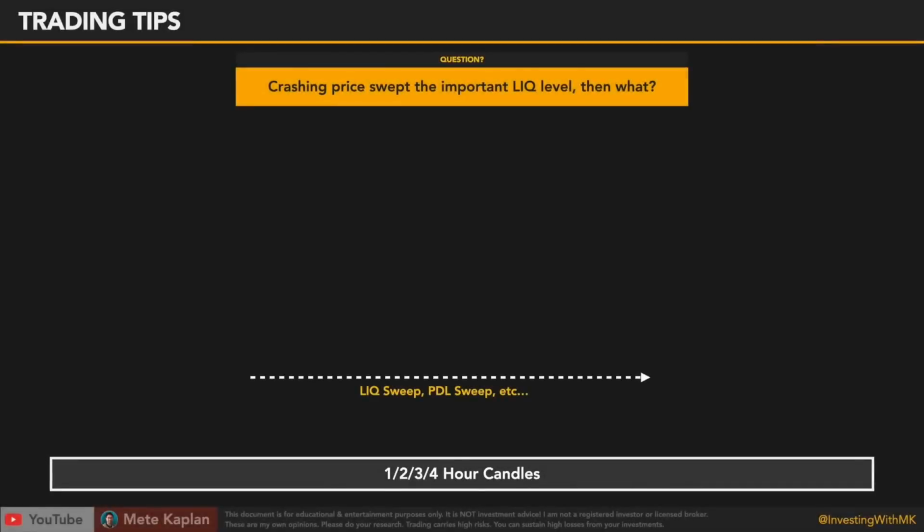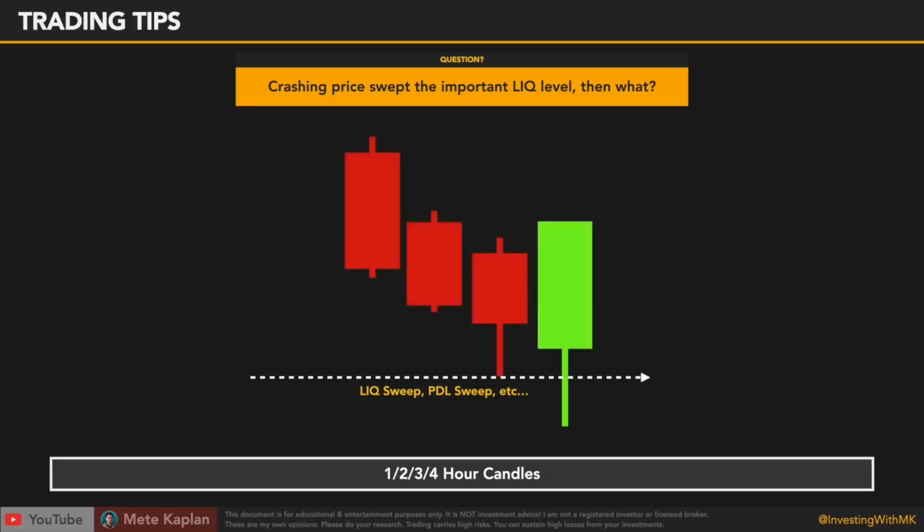Today, let's talk about a crashing price that sweeps the liquidity in higher time frames. What can we do about it? What does it really mean? Imagine a very important liquidity level, a higher time frame liquidity level, or maybe an institutional level like previous day low. And you open the hourly charts. Imagine this is the 1 hour chart with 1 hour candlesticks.